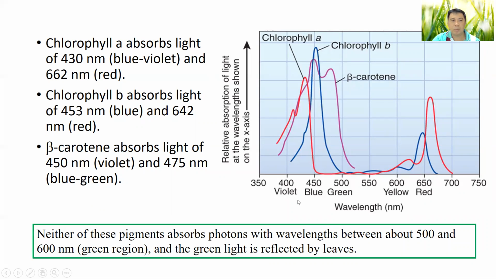And beta carotene absorbs light of 450 nanometers, violet, and 475 nanometers, which is blue-green. You can see that none of these pigments absorb photons in the 500 to 600 nanometer range, which is the green region. That's why the green light is reflected into our eyes and the leaf appears green.